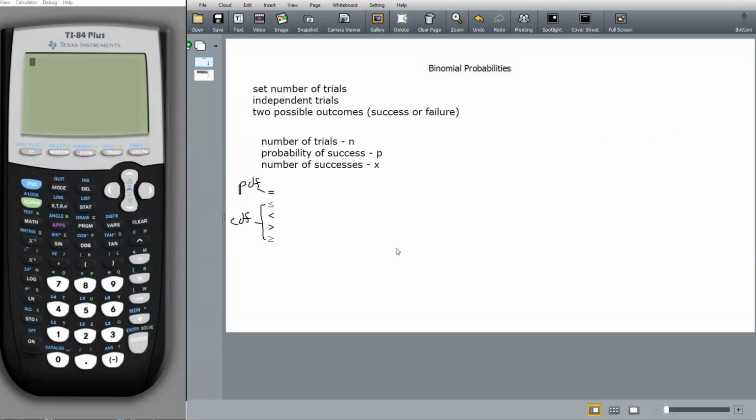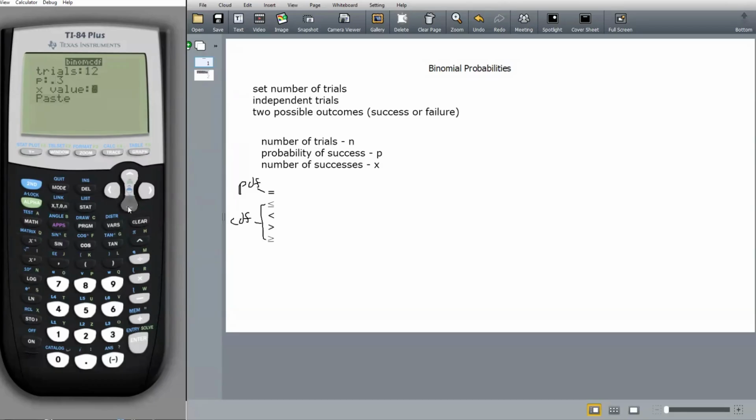Both the binomial PDF and CDF function can be found in the distribution section of my calculator. To get to that, I'll press second and then bars. Then I can scroll down until I find binomial PDF A or binomial CDF B. Both the binomial PDF and CDF function in the TI-84 will ask me for my number of trials, my probability of success, and my number of successes in that order.